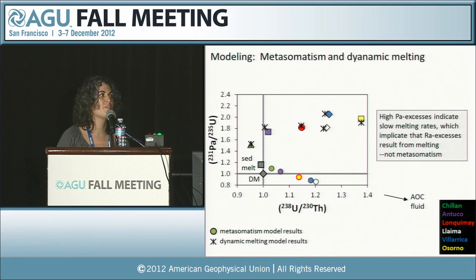And also to note that the high protactinium excesses that we get indicate slow melting rates, and this would mean that the radium excesses are only from melting and not mantle metasomatism. So this changes how we might think about timescales. Instead of the time between mantle metasomatism and eruption being less than 8,000 years, it seems that the time between mantle melting and eruption is less than 8,000 years.